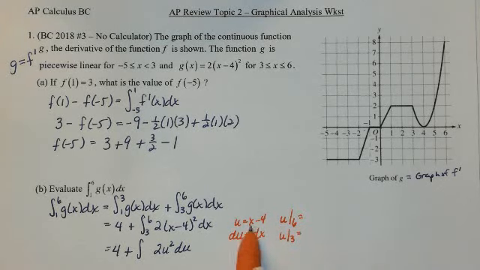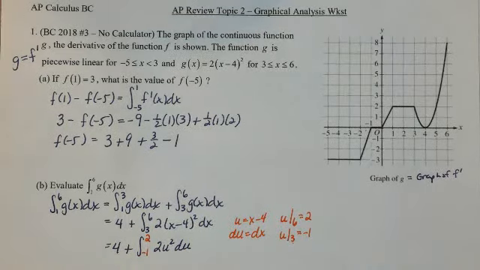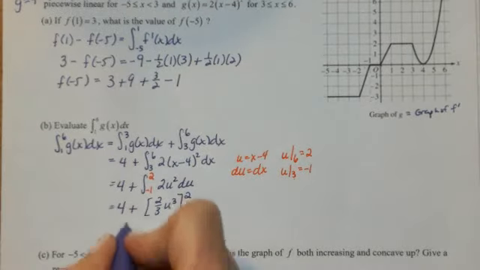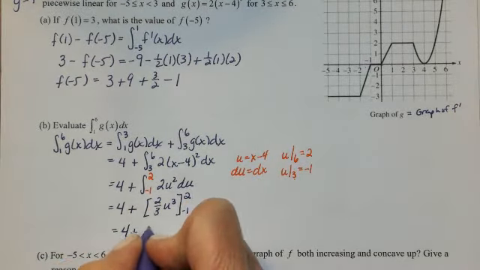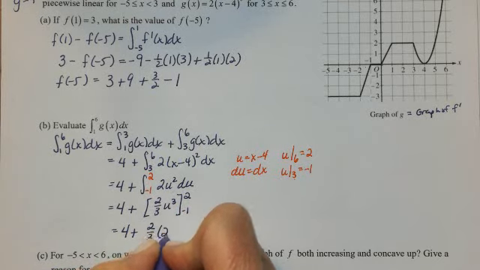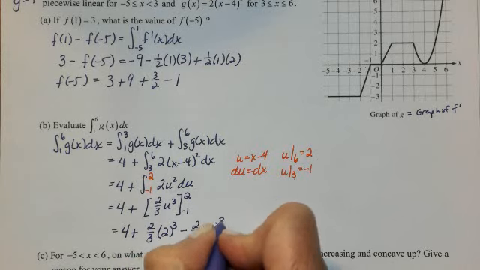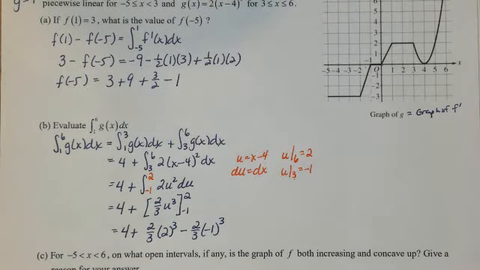So when x is 6, u is 2. That's my new upper boundary. And when x is 3, u is negative 1. That's my new lower boundary. So I have 4 plus the antiderivative of 2u squared, which is 2/3 u cubed, and I'm going to evaluate from negative 1 to 2. And so I get 2/3 of 2 cubed minus 2/3 of negative 1 cubed. And I'm just going to say stop right there.